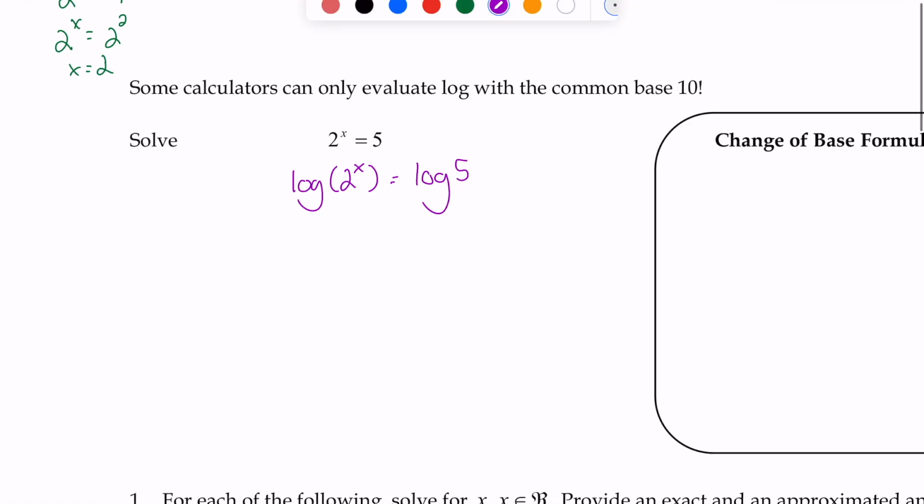Now using my power law, I think it was property number 3 when we learned our basic properties, you can take this exponent down in front, so that x comes down in front and it becomes a multiplication. So it is now x multiplying log 2, because there's no more x on that 2 anymore, you brought it down in front, equaling log 5.